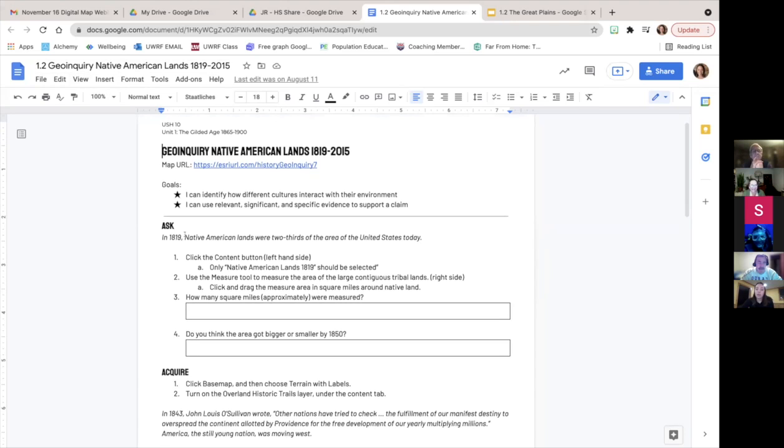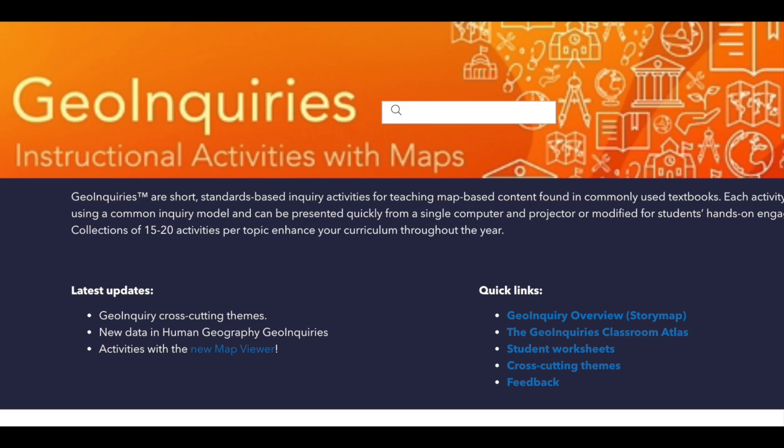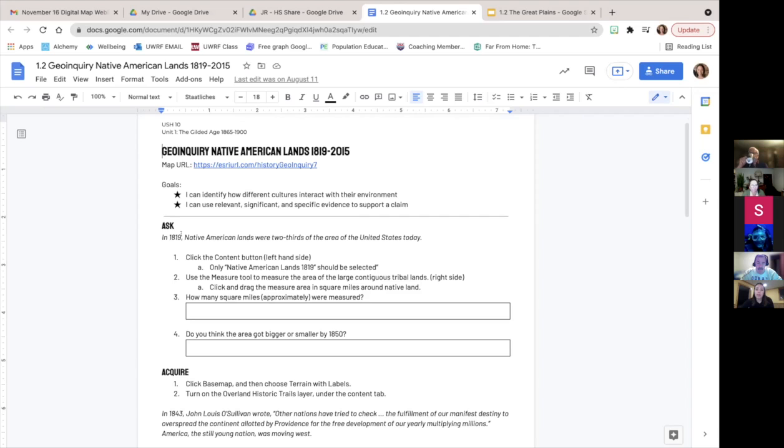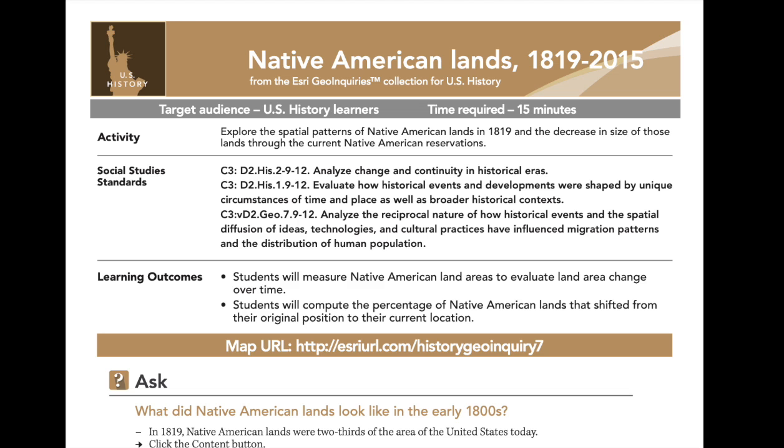So our goal, so I guess when I'm thinking about how I integrated this into our unit, well, first I just explored that database of Geoinquiries. And it was really nicely organized. It goes in sequential order of most US history classes. So I found that really easy to navigate. And then from there, I immediately was attracted to the Native American lands Geoinquiry.